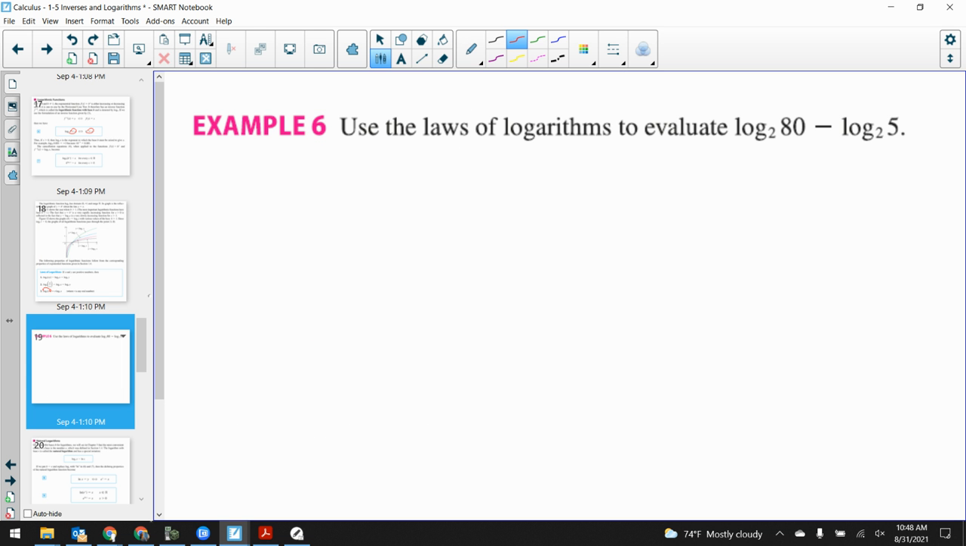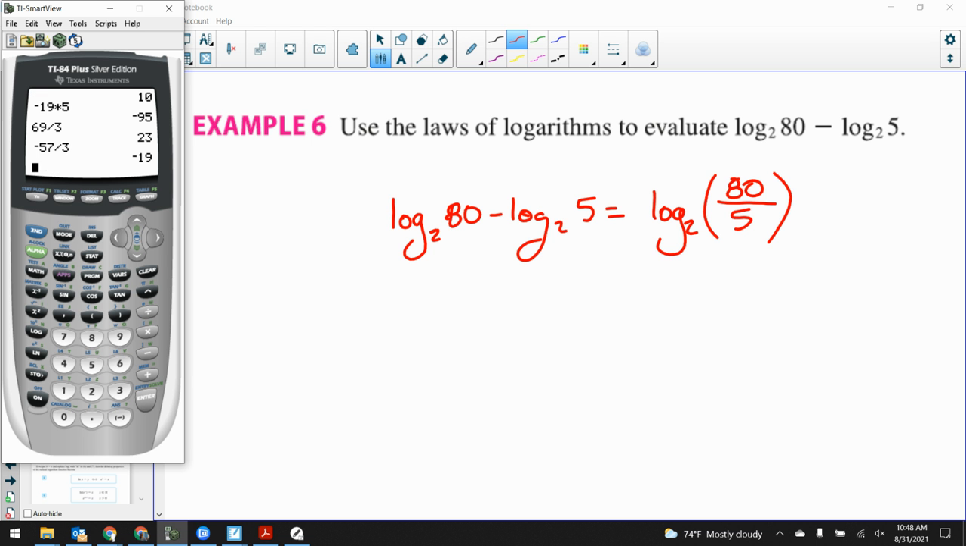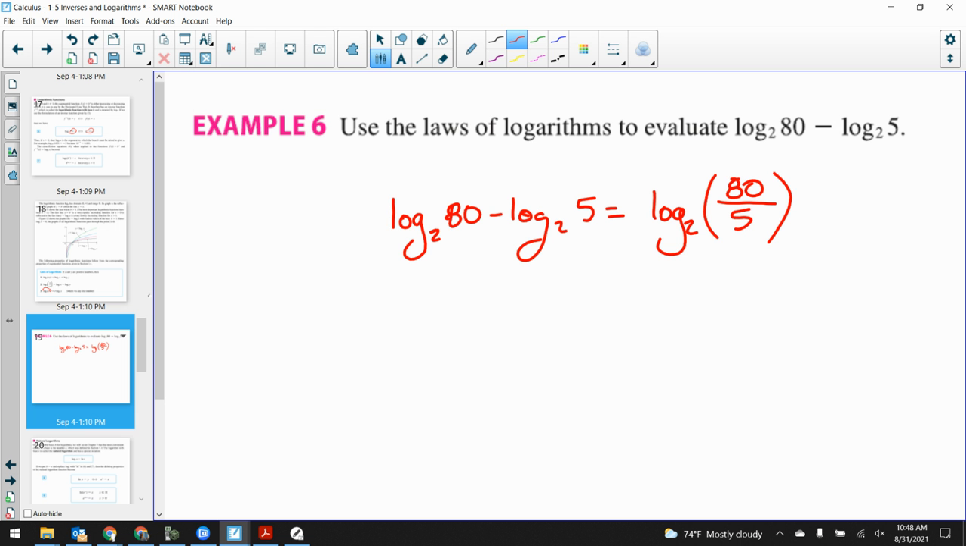Use the laws of logarithms to evaluate log base 2 of 80 minus log base 2 of 5. Okay, subtraction of the logs means what operation? Division. So log base 2 of 80 minus log base 2 of 5 means log base 2 of 80 divided by 5. 80 divided by 5 is 16. And we have log base 2 of 16.